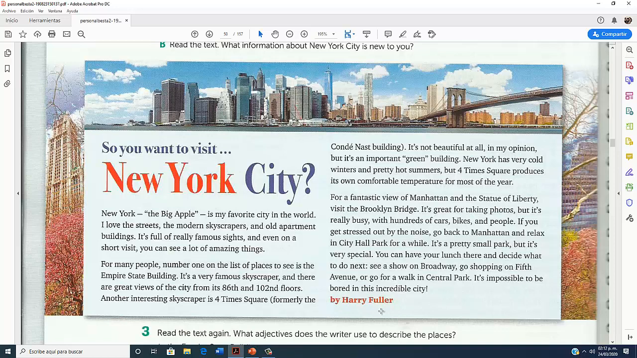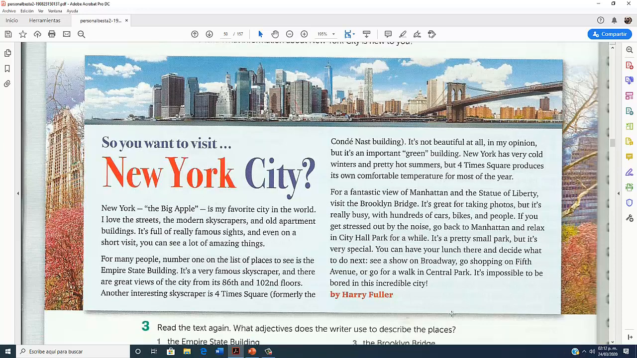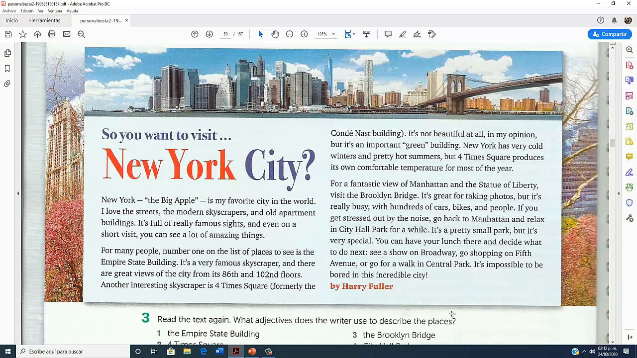So I have also heard that this place is very famous because there are a lot of places you can visit. Like you can see here, there are different attractions that people can visit, and there are different activities that you can do as well, no? Like go shopping, go for a walk. It's impossible to be bored in this incredible city, it says here.